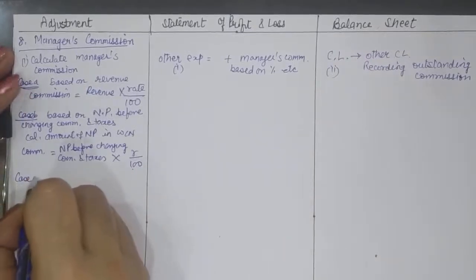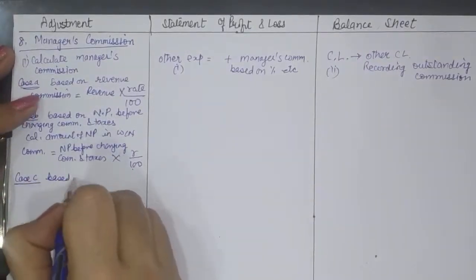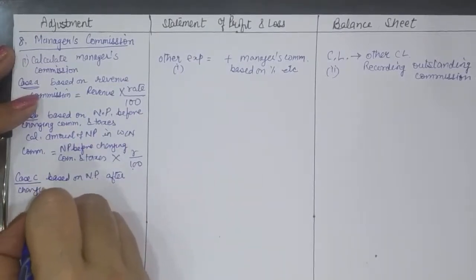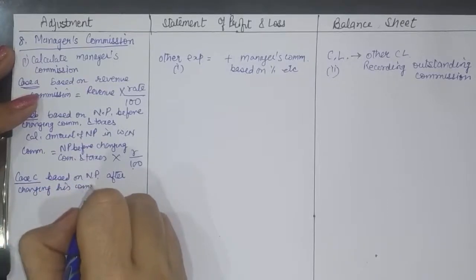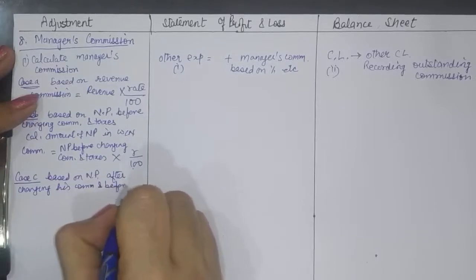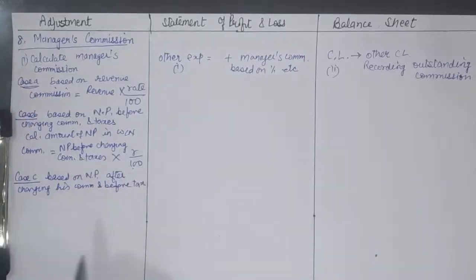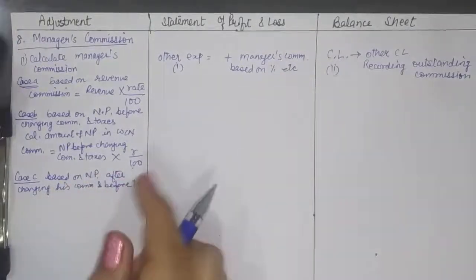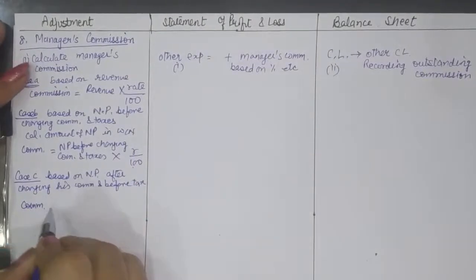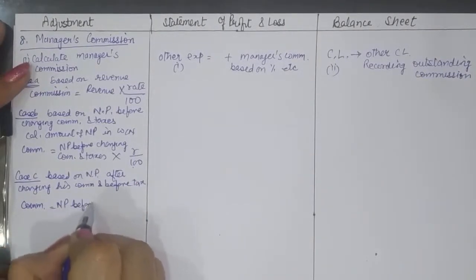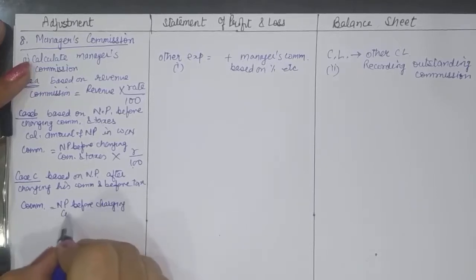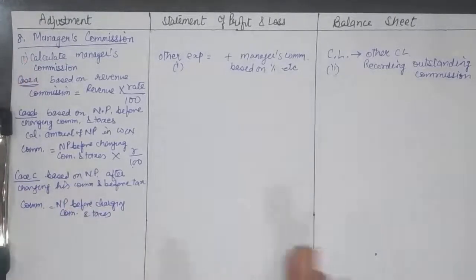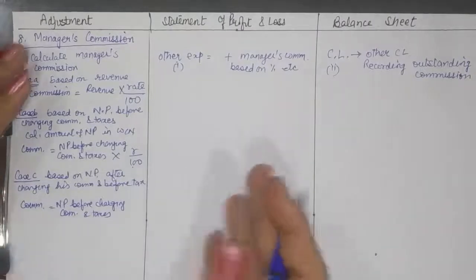Another case can be, it is based on net profit after charging his commission and before taxes. That means they want to charge commission in such a manner that it should be a certain percentage of net profit after charging his commission. Now when it is to be done, then commission will be net profit before charging commission and taxes, because this is the only profit that we can calculate. We cannot calculate profit after his commission without calculating commission. So this is what we have.